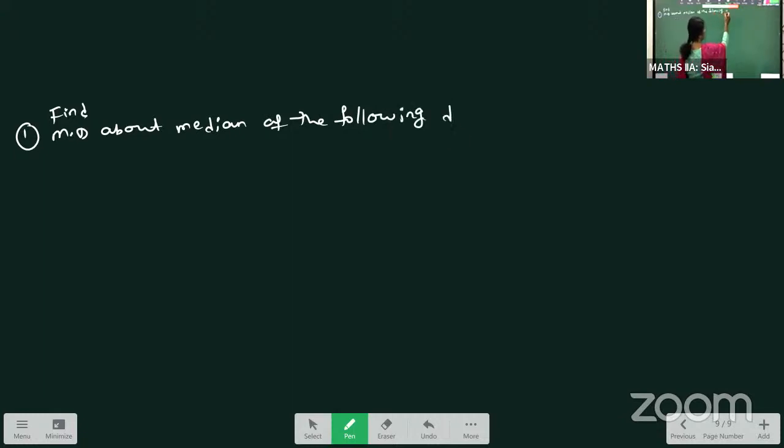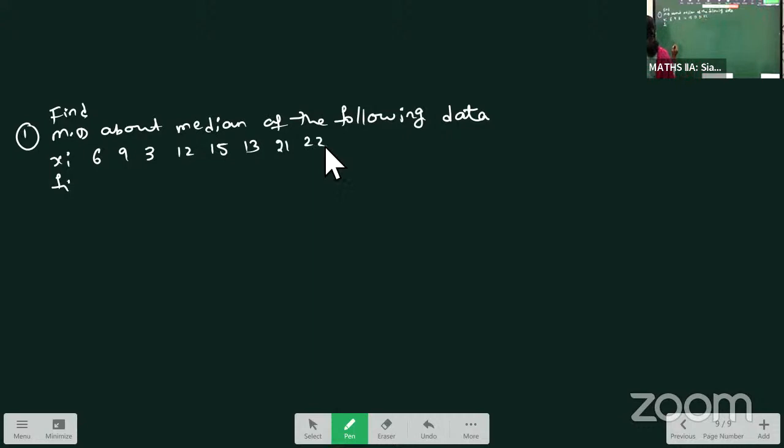The question is: first the Xi values are given, next the frequency values are given. Under Xi: 6, 9, 3, 12, 15, 13, 21, 22. Under Fi: 4, 5, 3, 2, 5, 4, 4, 3. This is the given question.